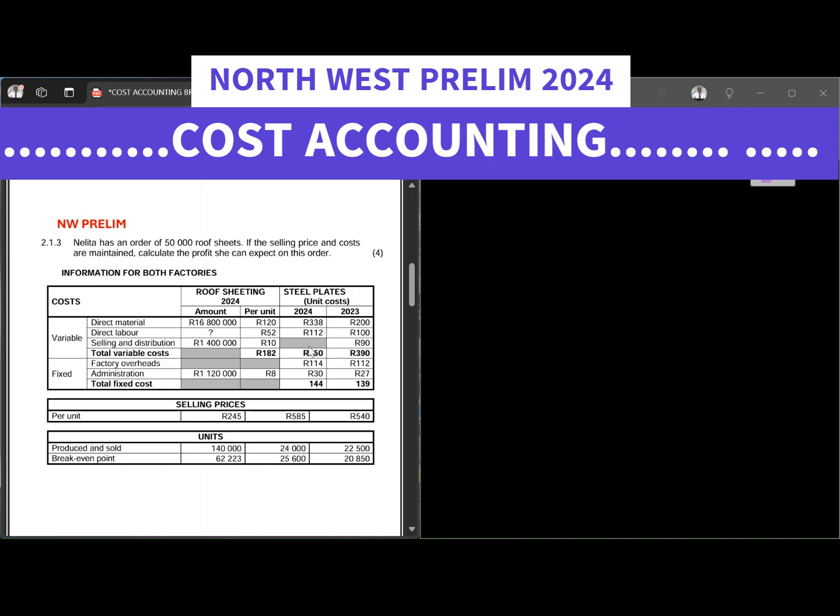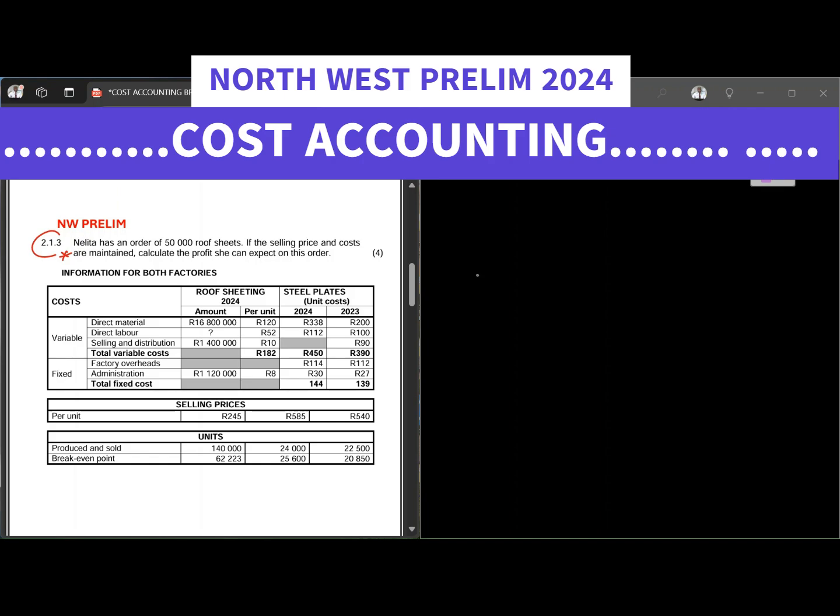I've done the Eastern Cape prelim paper and I was focusing on calculations that pertain to break-even point. So in this case, I'm not going to repeat the break-even point. I'm just going to go on to the question which was sent to me, which needs more explanation. And it reads, now remember this is from the Northwest prelim paper now. Nelita has an order of 50,000 roof sheets. If the selling price and costs are maintained, calculate the profit she can expect on this order.